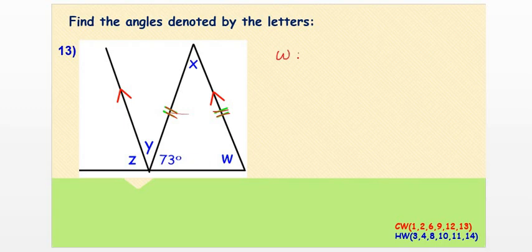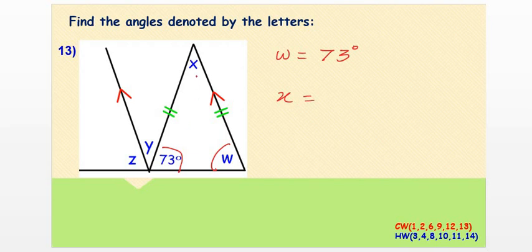So we can say W is equal to 73 degrees, because this angle and this angle will be equal to each other since it's an isosceles triangle. In an isosceles triangle, the two sides are equal and their opposite angles are also equal, right? How can we find x now?